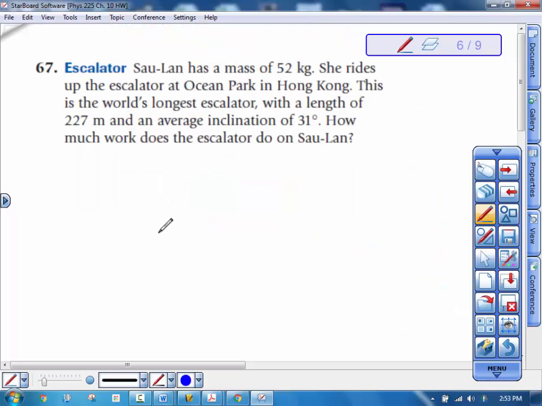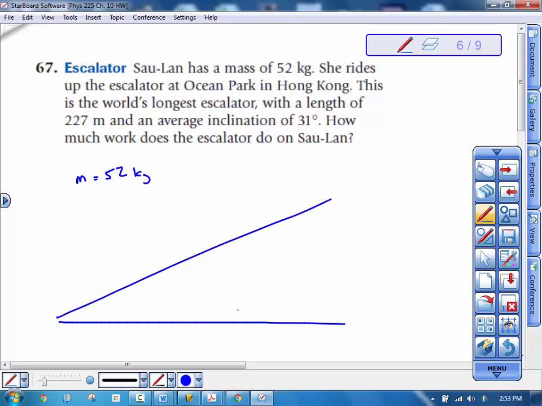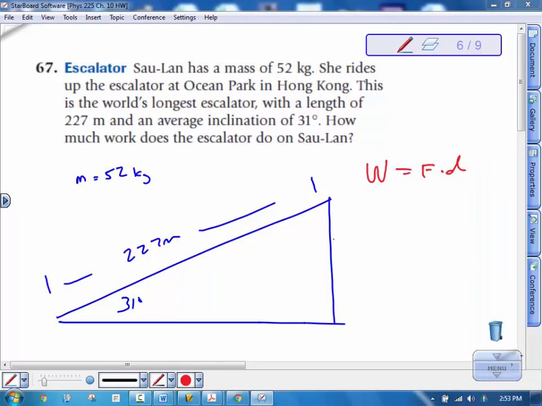Okay, the next question says, Sulan has a mass of 52 kilograms. And she's riding on this escalator, the world's longest one, with an average angle of inclination of 31 degrees. And it says this thing is 227 meters long. How much work does the escalator do to lift her? Well, we know that work equals force times distance. So we just have to figure out the distance that she moves, which is this distance d right there in the vertical. Because if we draw a free body diagram on her at any point, the force acts straight down, mg. So I'll use mg for the force for her, but then I need to find this distance.